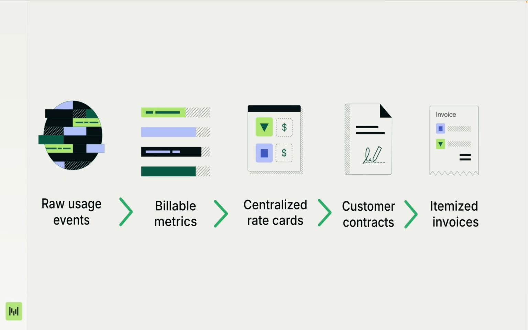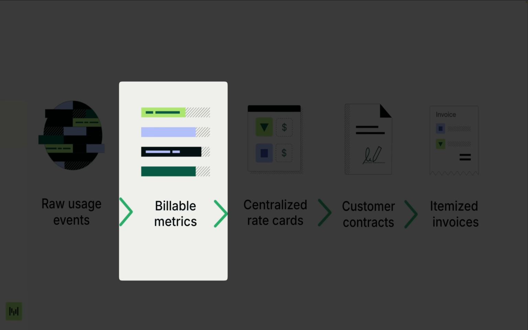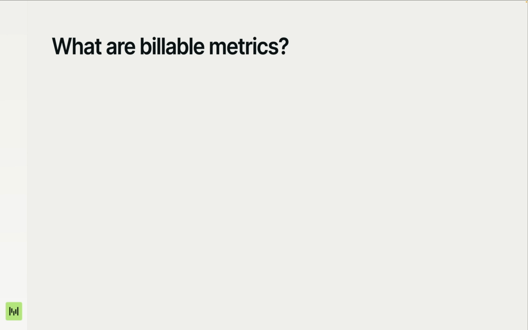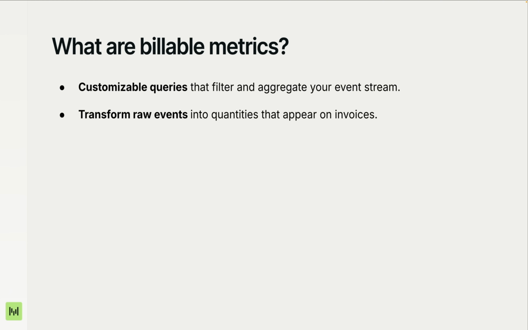We've sent raw usage events, that's done. Today we're creating billable metrics that aggregate those events. So what exactly are billable metrics? They are customizable queries that filter and aggregate your event stream. They transform your raw events into the actual quantities that show up on your invoices.